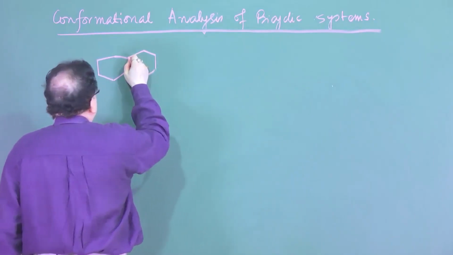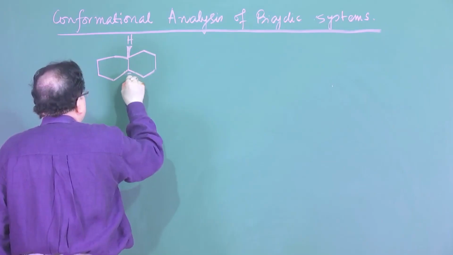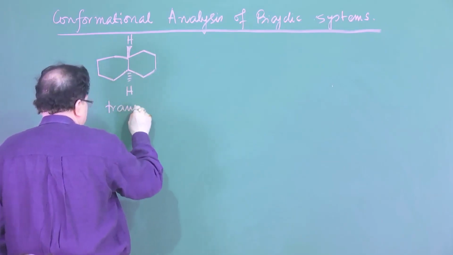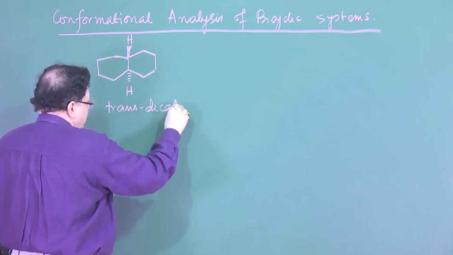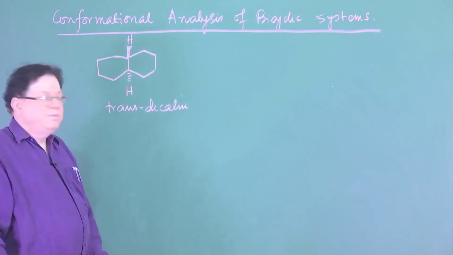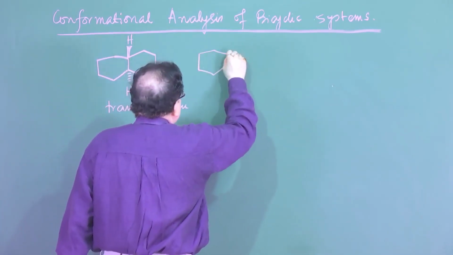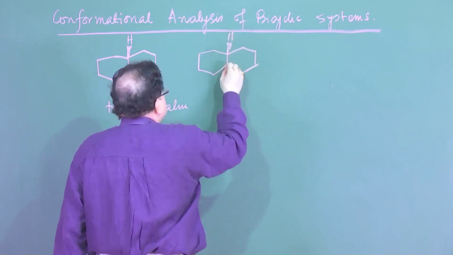One possibility is that one hydrogen is up and the other hydrogen is down. That will be what is called trans decalin. And at the same time you can have another diastereomer, and that will be called cis decalin.